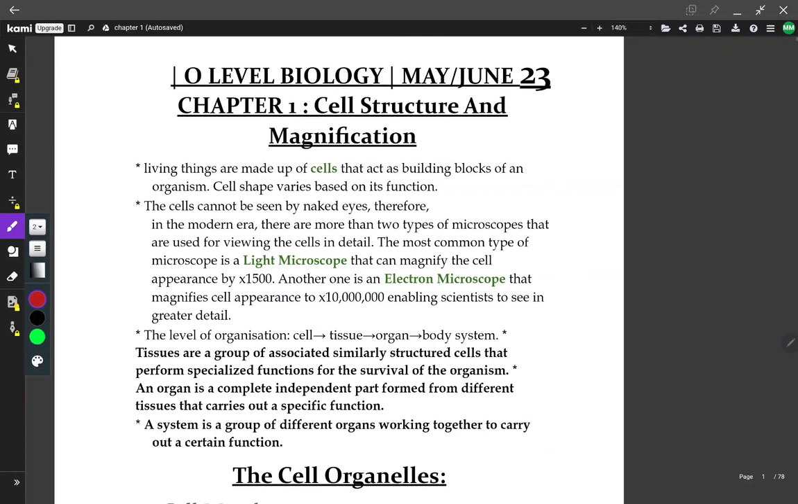So as we all know, living things are made up of cells that act as building blocks of an organism. Any organism that is alive is made up of cells. Cells are the basic building units of any organism on this planet. Cell shape varies based on its function, and this will be known in detail later when we talk about specialized cells, because some cells have a specific shape to be able to carry out a specific function.